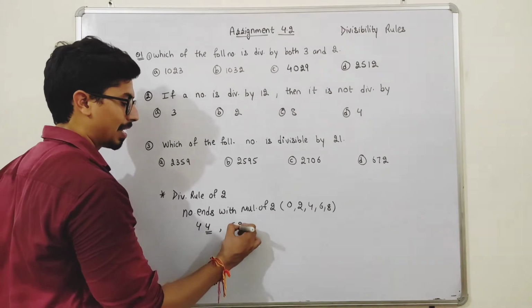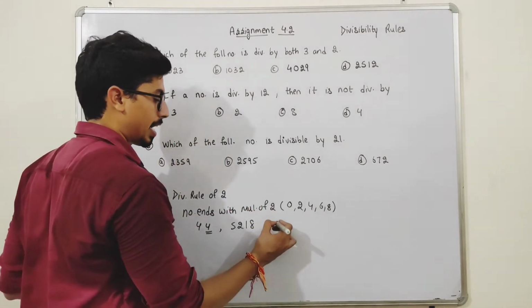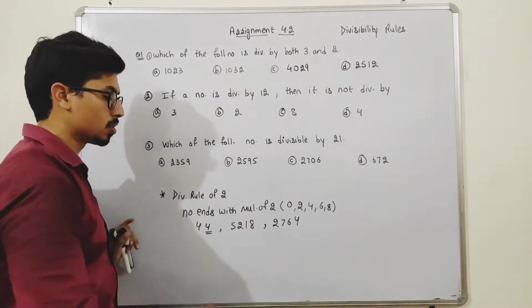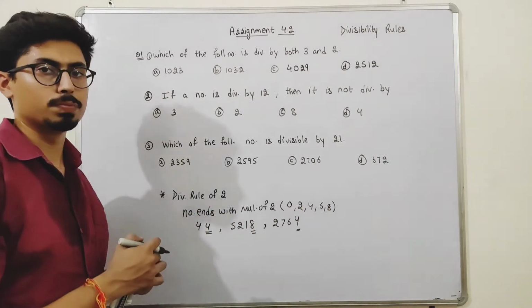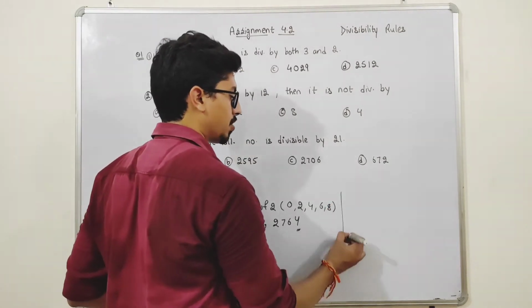See, I can write it like this. This number is divisible by 2. I can write it like this. This number is divisible by 2 because it ends with 8, 4, and these are multiples of 2. Okay, students? Now similarly, any number divisible by 3.